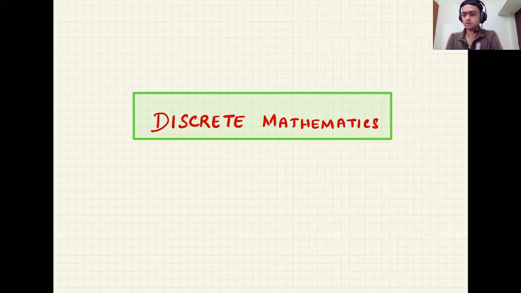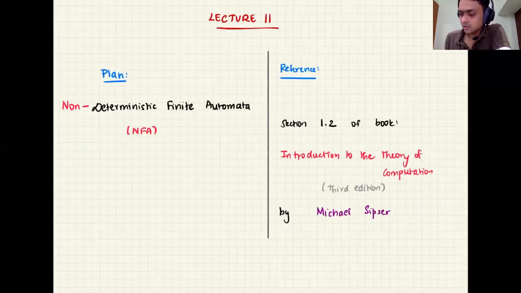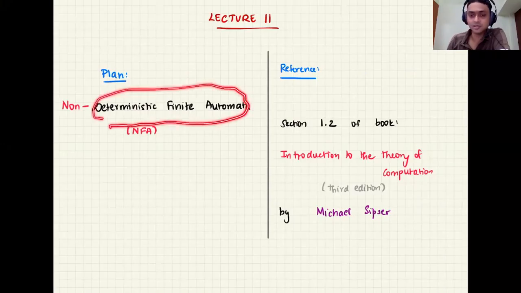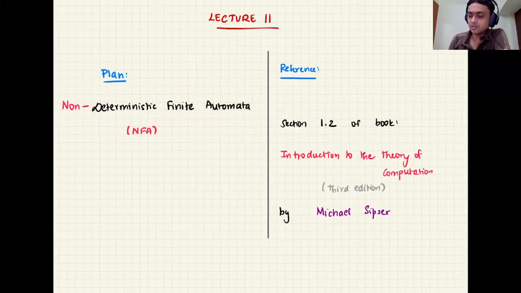Okay, so let's continue. Last class we saw regular expressions. Then in the last class we saw what are called DFAs, deterministic finite automata. Some of you mentioned this idea of non-deterministic finite automata. So this is what we will introduce today.